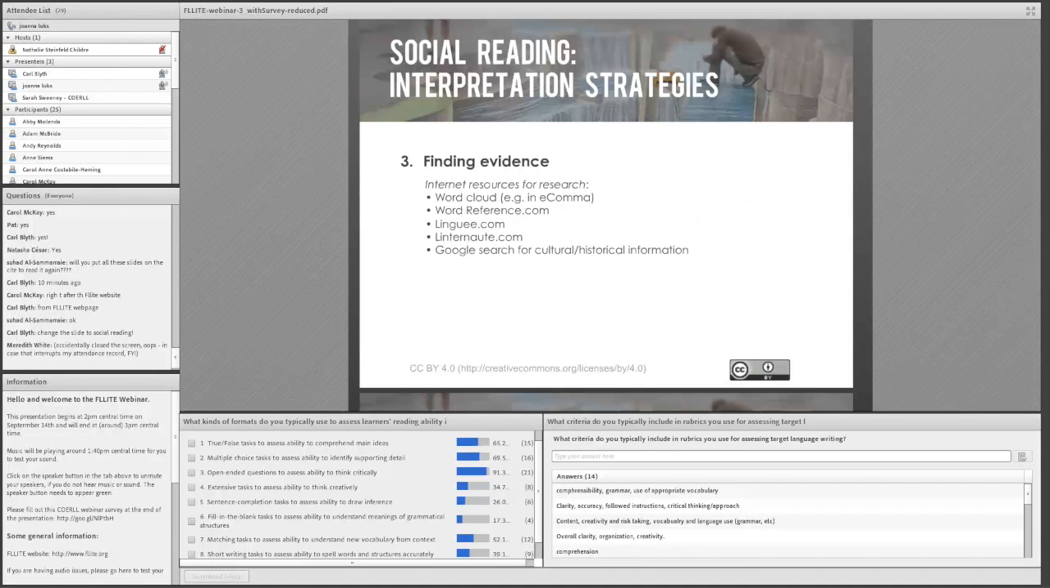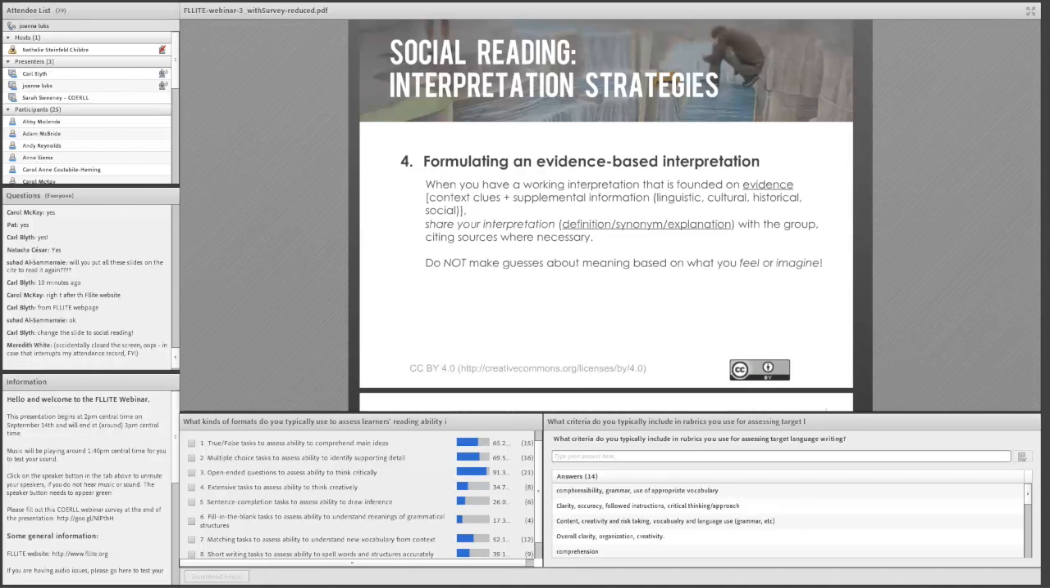Next is about finding evidence. Since this is an internet-based activity, they have access to various tools for doing research. And one includes the word cloud, because in eComma, in any event, it does generate a word cloud. And in the document that I mentioned about social reading and interpretation strategies, there are some suggestions for how you may use the word cloud for helping to get at finding evidence. And then the obvious other kinds of references, resources, et cetera, that you can use for getting meanings of words or historical cultural information.